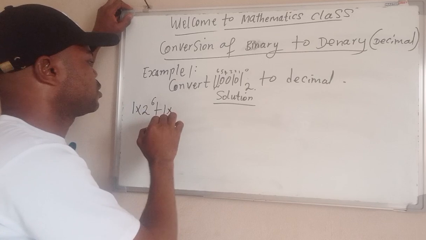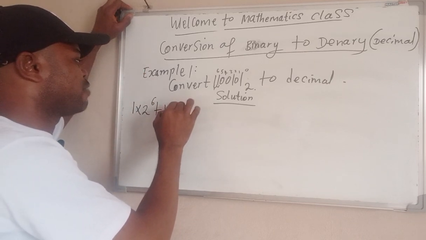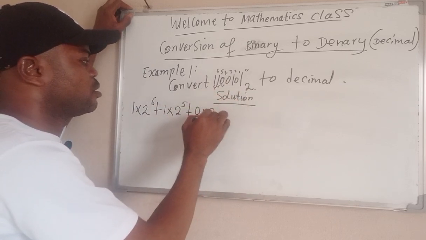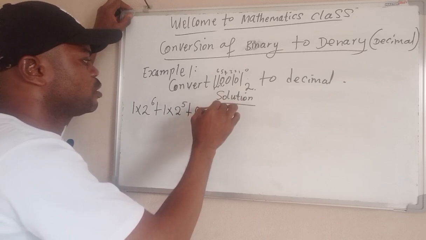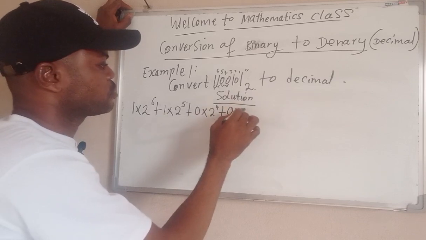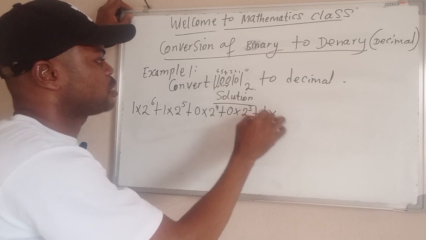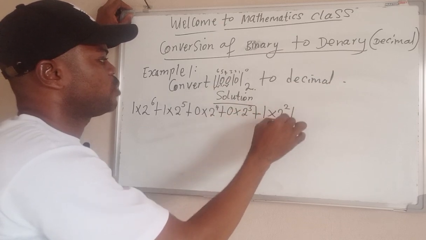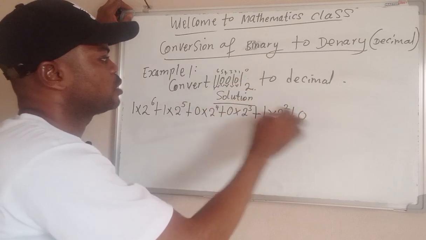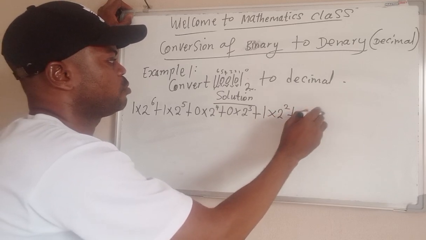1 times 2 raised to the power 6. If this power is 6, it means that the next power is going to be 5. Multiply with the base, write 5. Plus, the digit is 0, 0 times the base raised to power 4. Plus, the next digit is 0 times 2 raised to power 3, plus the next one is 1 times 2 raised to power 2, plus the next one is 0 times the base.